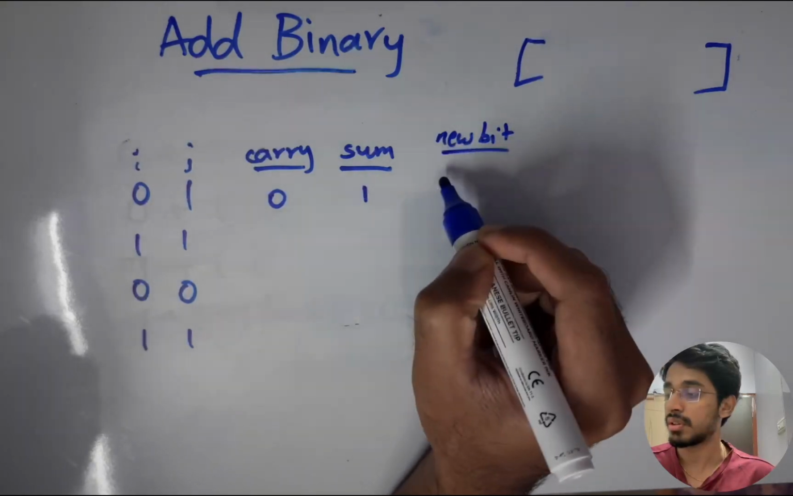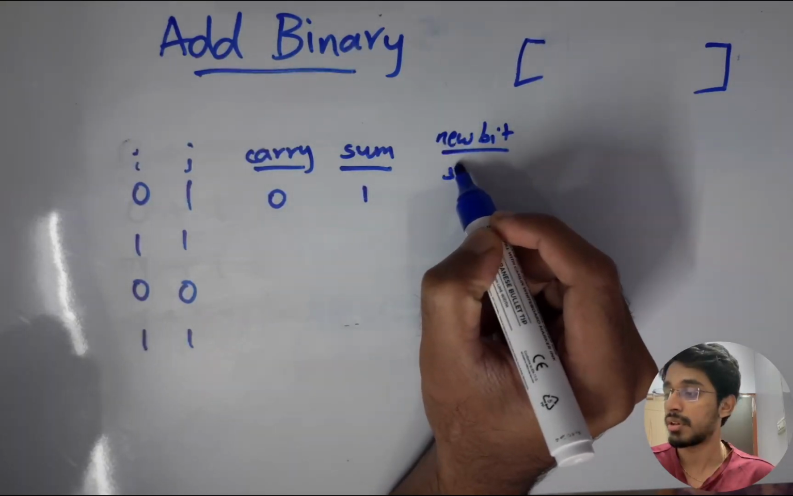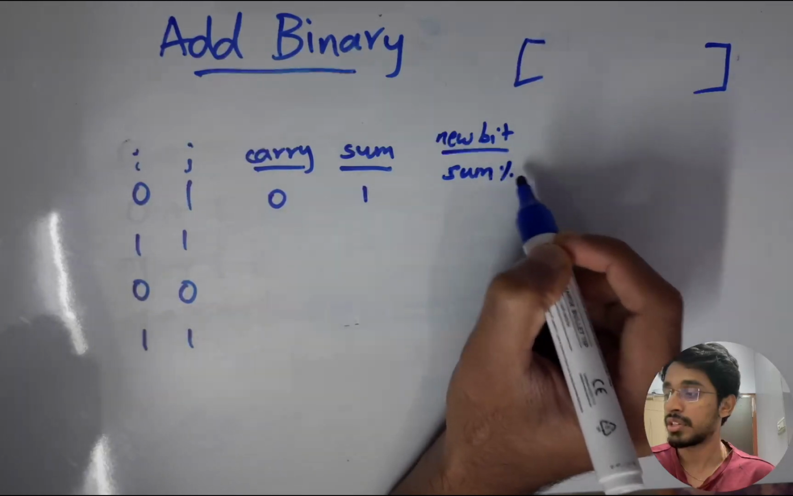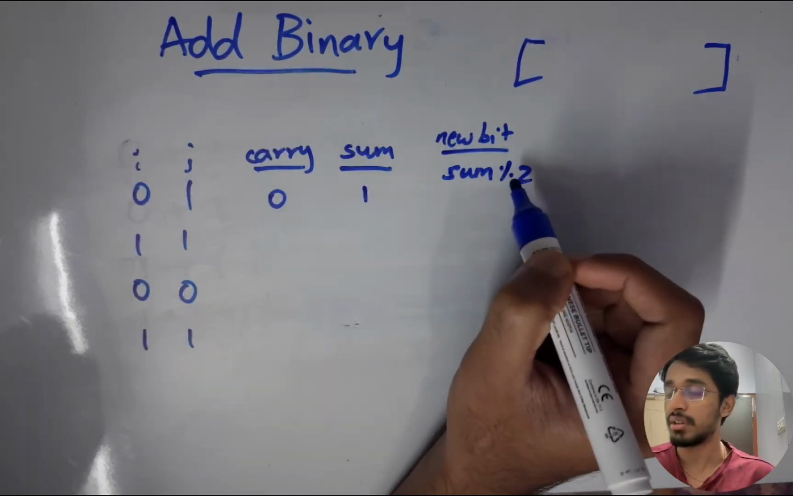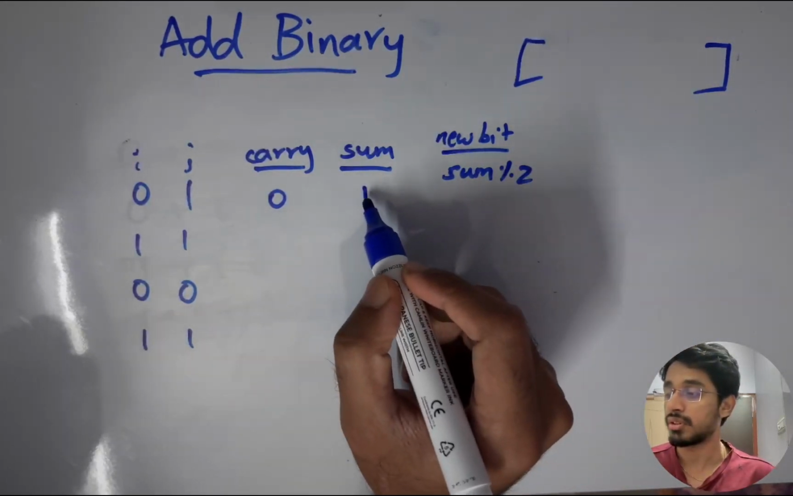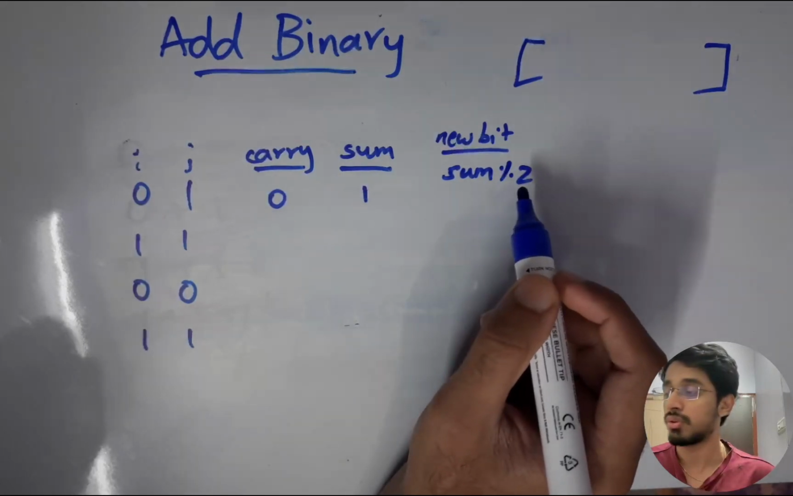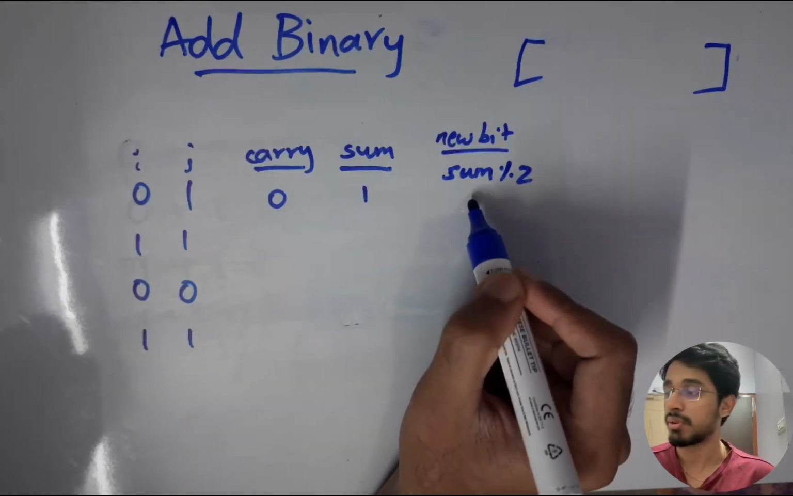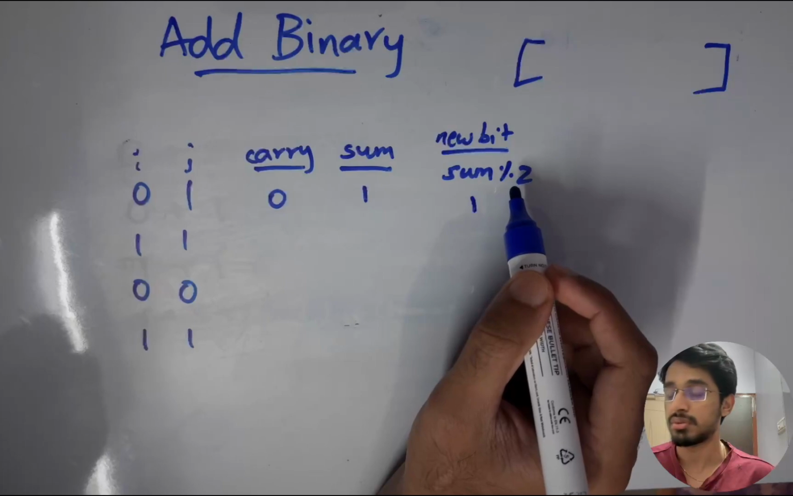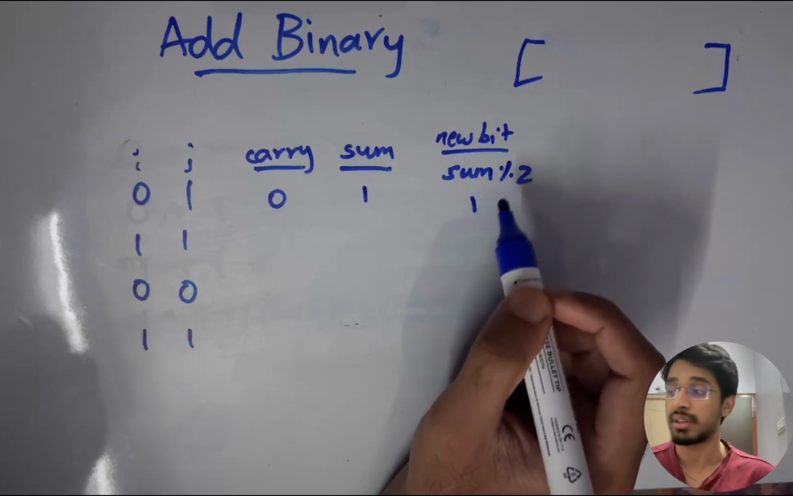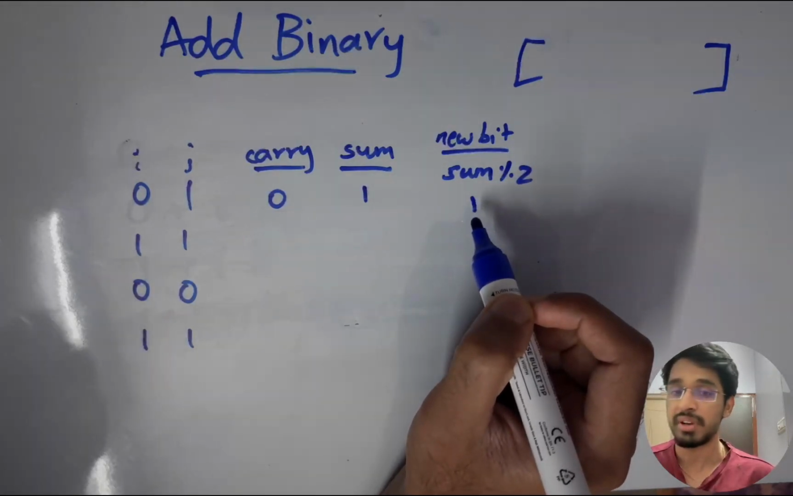The formula for this is sum % 2. Basically, we are taking the modulo of that. So what is the sum over here? That is 1. So what is the modulo when we do it by 2? That will become 1, right? 1 divided by 2, the quotient is 0 and the remainder is 1. So the remainder itself is what we take into account.